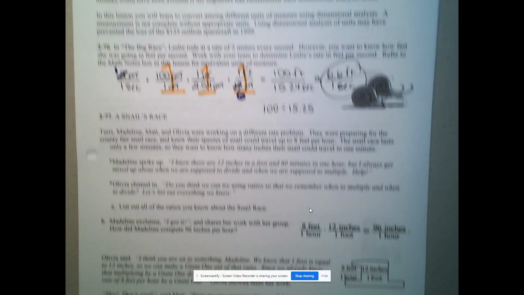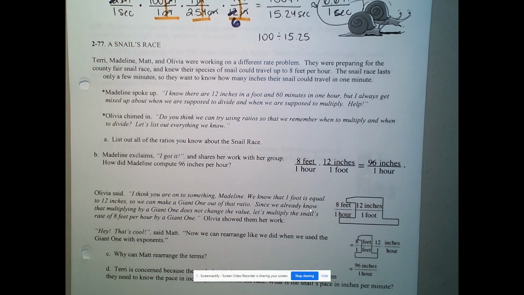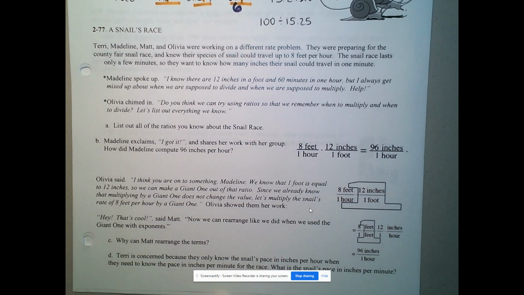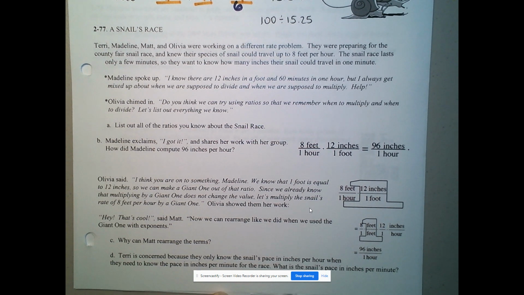All right, a snail's race. Terry, Madeline, Matt, and Olivia were working on a different rate problem. They were preparing for the county fair snail race and knew their species of snail could travel up to 8 feet per hour. The snail race lasts only a few minutes, so they want to know how many inches their snail could travel in 1 minute.